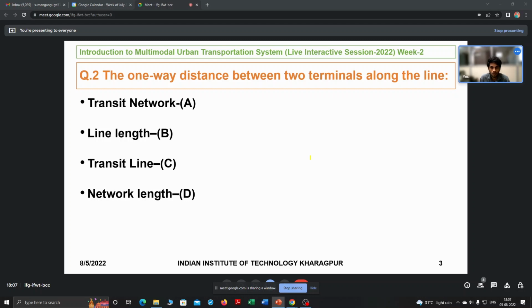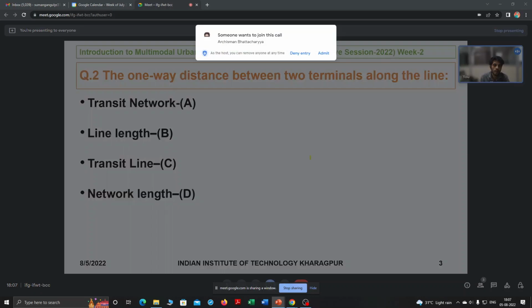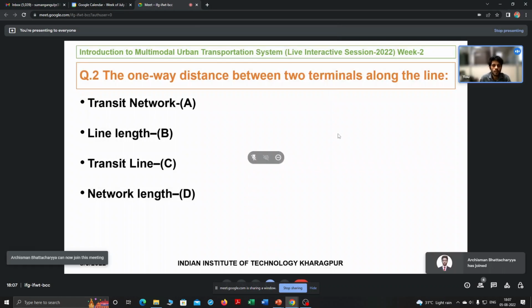It is line length, that is transit line length. Why is it transit line length? Because other options like transit network are just saying it is a network, not saying about the distance. Here the question is one-way distance between two terminals, so A is not the correct option. Then what is the transit line? It is just a line, whatever line exists.